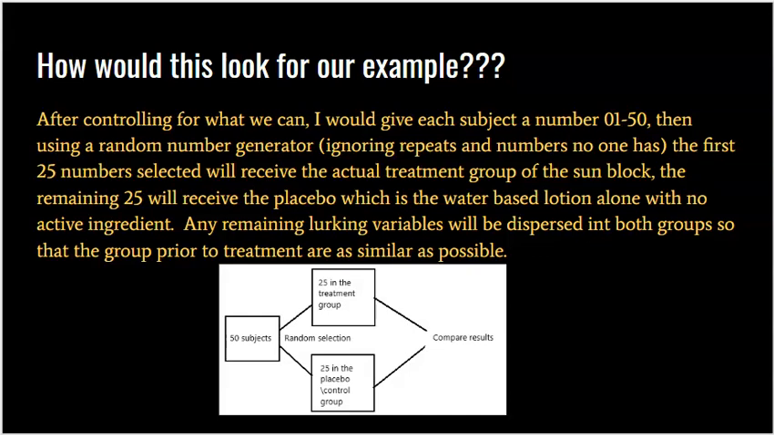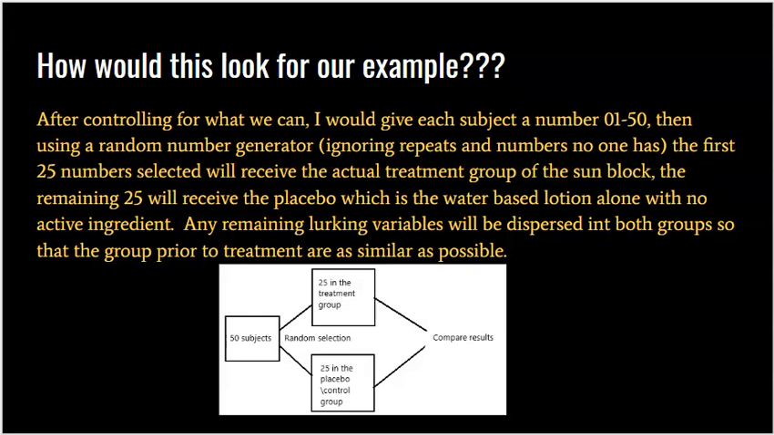Now, any of those remaining lurking variables, skin color, skin tone, skin type, age, I can't control for. I can't make people certain ages or have certain skin types. So what I'm going to hope for is that all of those remaining lurking variables are evenly dispersed into the 2 groups. So here's a little picture I have. 50 subjects, random selection, 25 get the treatment, 25 get the placebo. Again, if you truly do it random, you should have different skin types in both groups. You should have different skin colors in both groups, and you should have different ages in both groups.